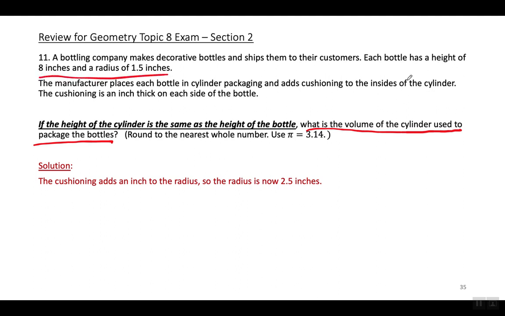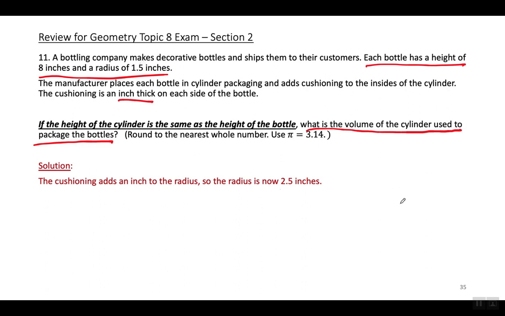They're giving us the dimensions of the bottle. The bottle has a height of 8 inches, which is not going to change, and a radius of 1.5 inches. So if you're adding cushioning on each side of the bottle, and that cushioning is an inch thick on each side, that means the radius is going to grow by 1 inch. The radius is going to be 1 inch bigger than what it says here. The radius is now going to be 2.5 inches.